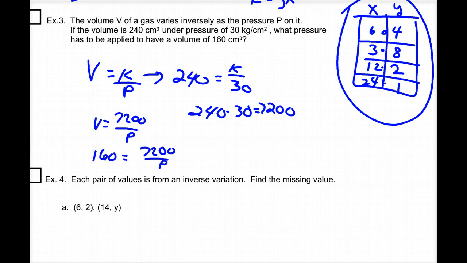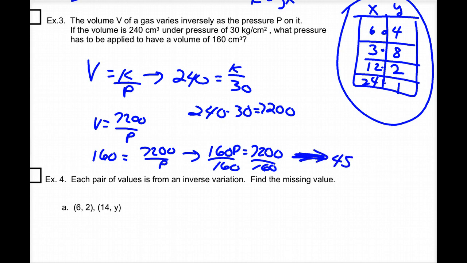Then if I want to find the pressure, I simply put the volume 160 in here. Oh man, I don't like it when the denominator's the variable, and the variable's in the denominator. I hate that. Well, just multiply it over. So that goes to 160p. And divide by 160. And you get a pressure of 45. And the pressure was in kilograms per centimeter squared. Like the units to be added when you're talking about a word problem.